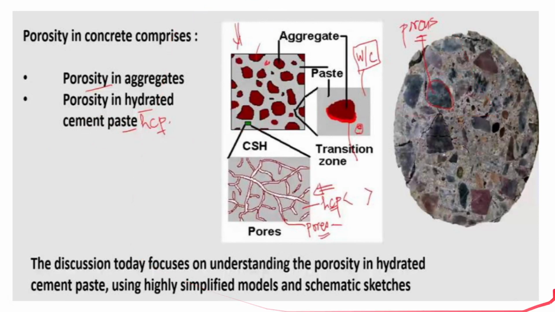As you can see here, the diagram is self-explanatory, and we have discussed in the first class how the pores are marked. The porous channels always go through the side of the aggregates, the coarse aggregates, and that's why the ITZ, the interfacial transition zone, is the weakest zone. We have discussed all this in the last class. Now we will focus on understanding the porosity in hydrated cement paste, and we will use some models and schematic sketches to understand it in good detail.